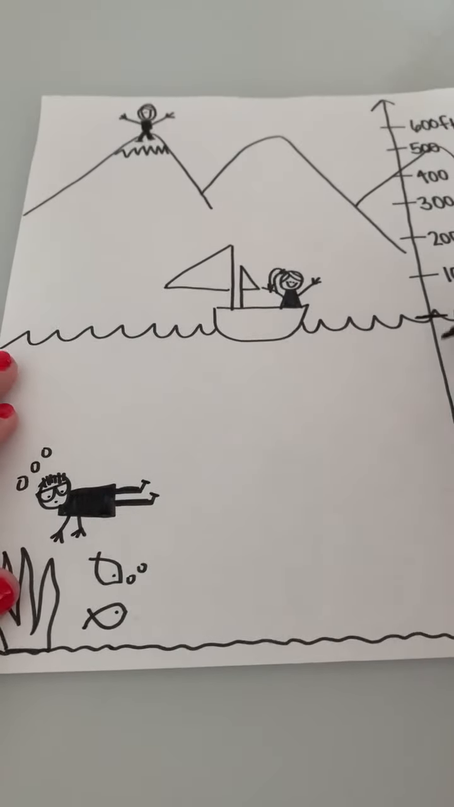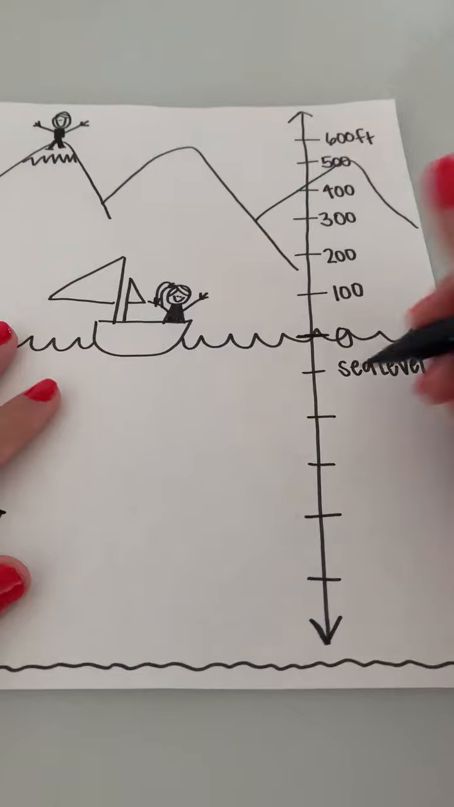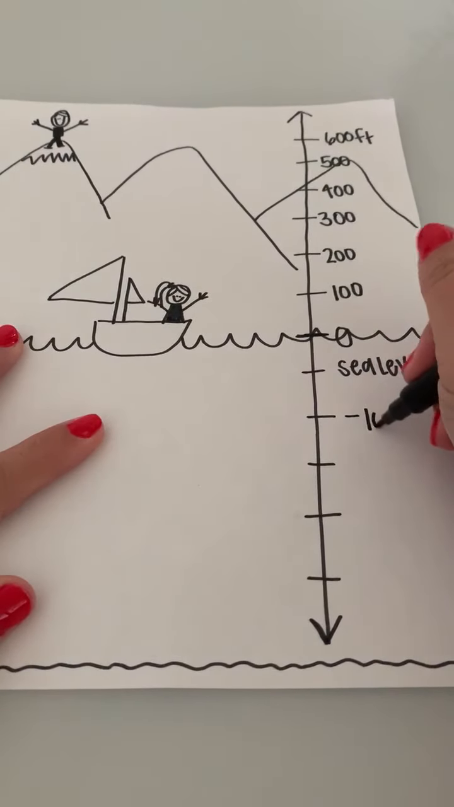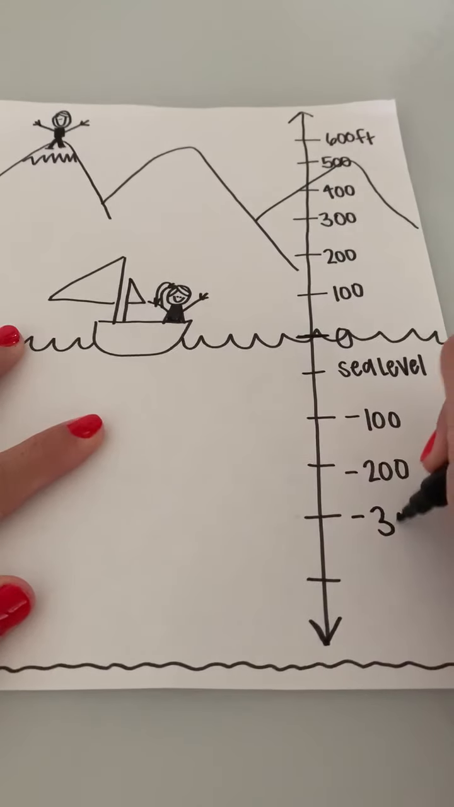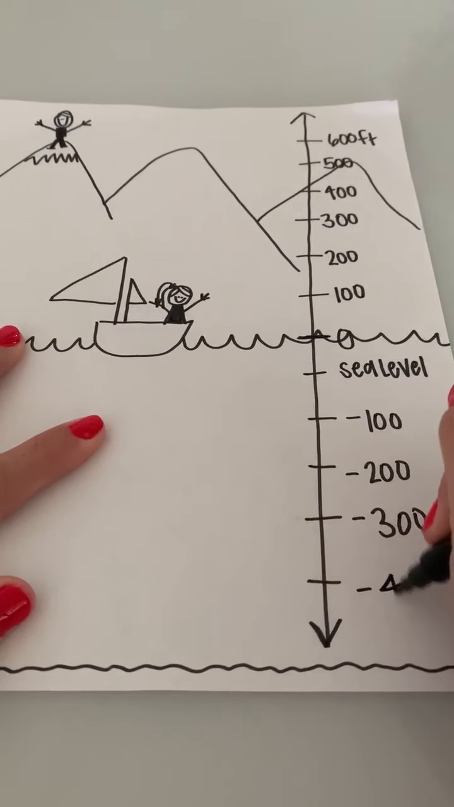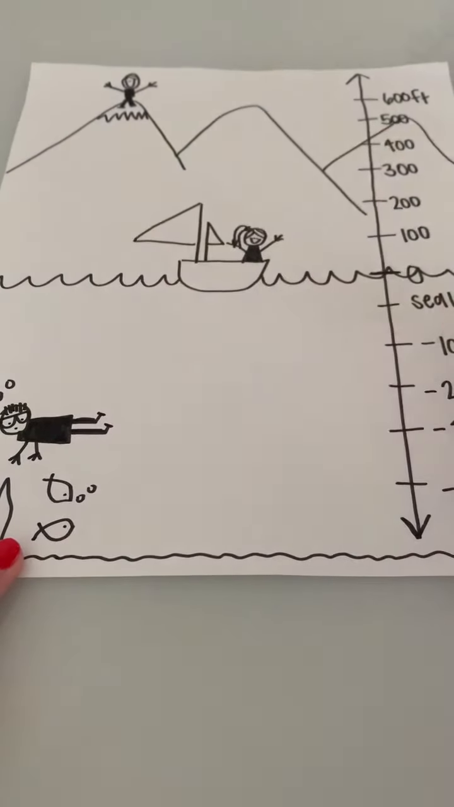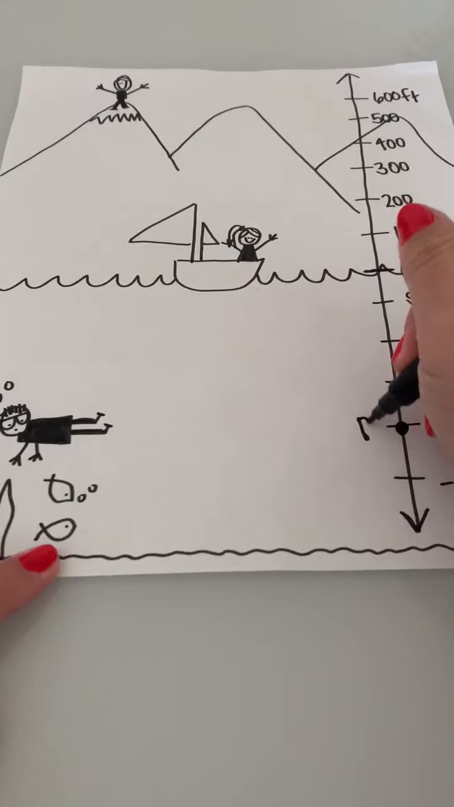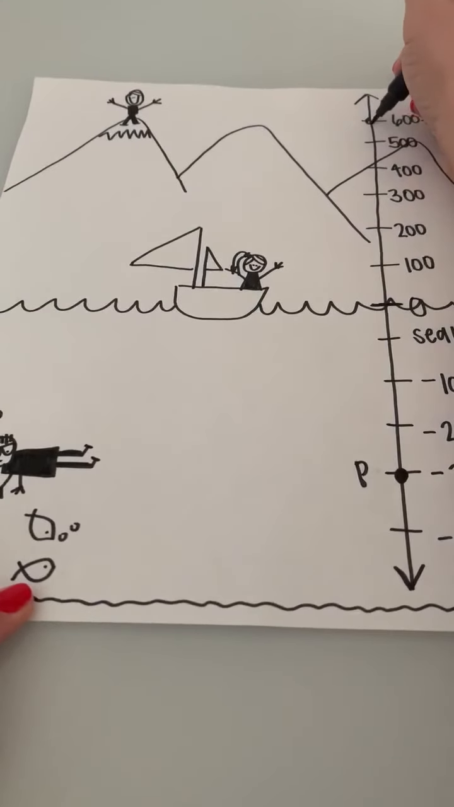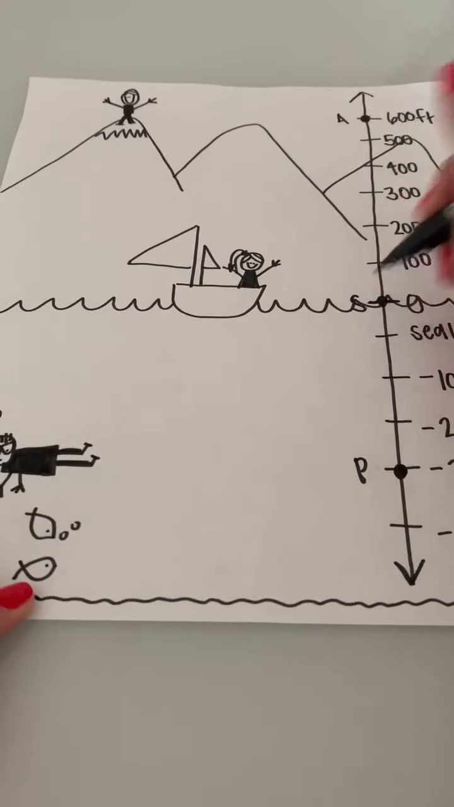And then we'll say Philip, let's say he's at negative 300. So we have Philip at negative 300, Andrew at positive 600, and Mischief at 0.